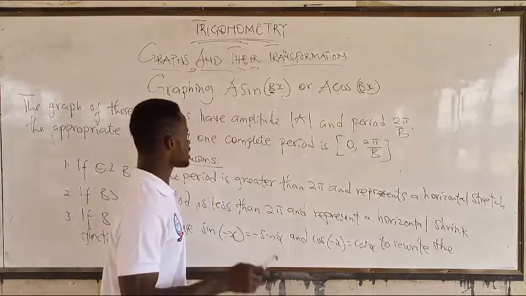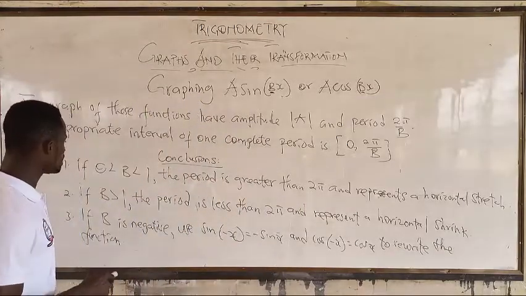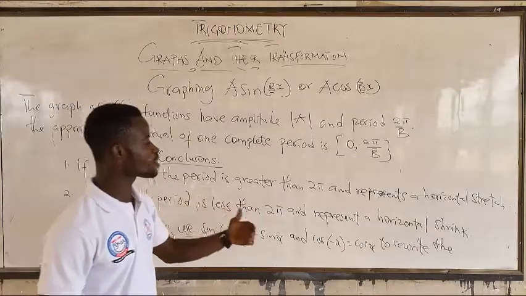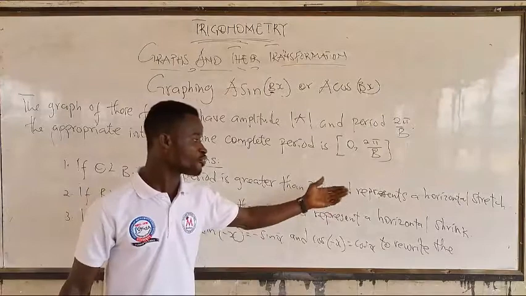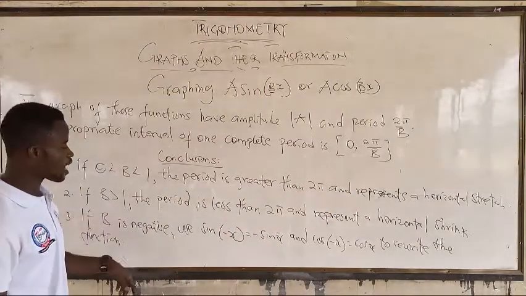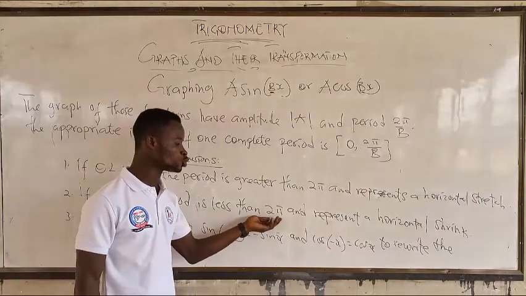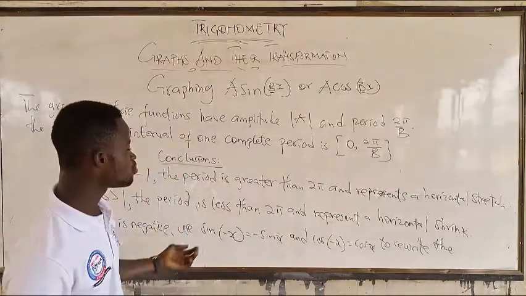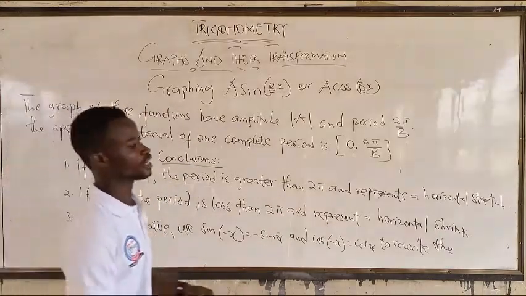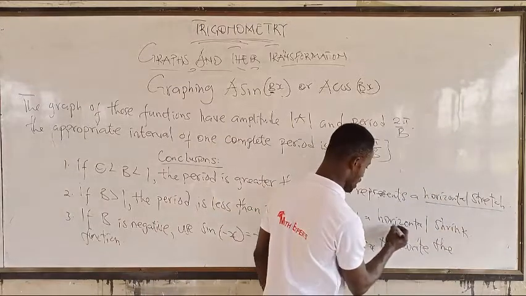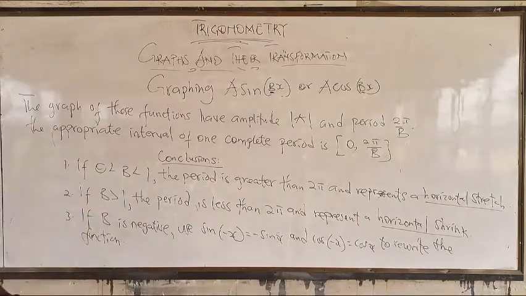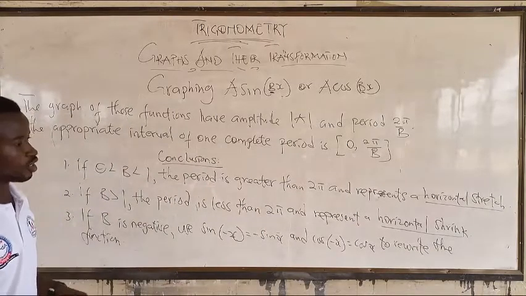Alright? So we are saying that, one, if b is less than 1 or greater than 0, the period is greater than 2 pi and represents a horizontal stretch. And two, if b is greater than 1, the period is less than 2 pi. How do you see that? The period will be less than 2 pi and represents a horizontal shrink. Don't forget it: horizontal stretch, horizontal shrink. Very good. It can be given to you as a fill-in or objectives.